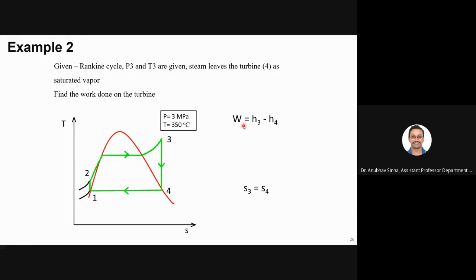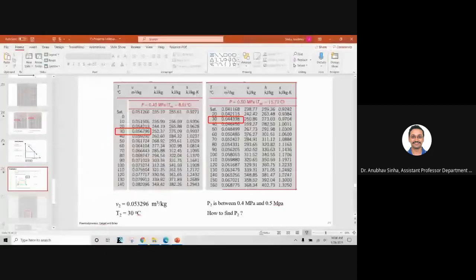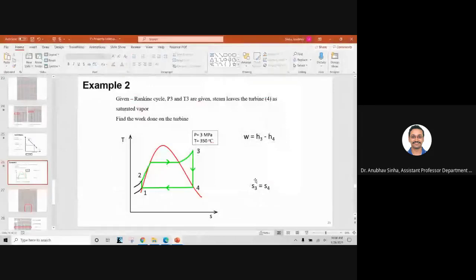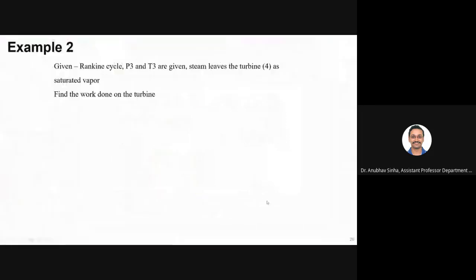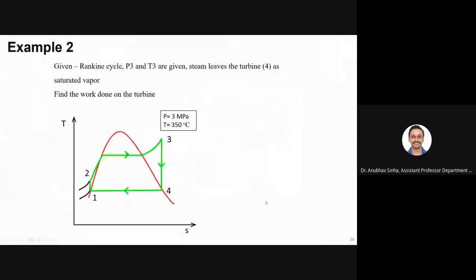This should also be a small w. Specific work. I also know that S3 is equal to S4. I am assuming an ideal reversible process, so entropy remains constant for process 3 to 4.